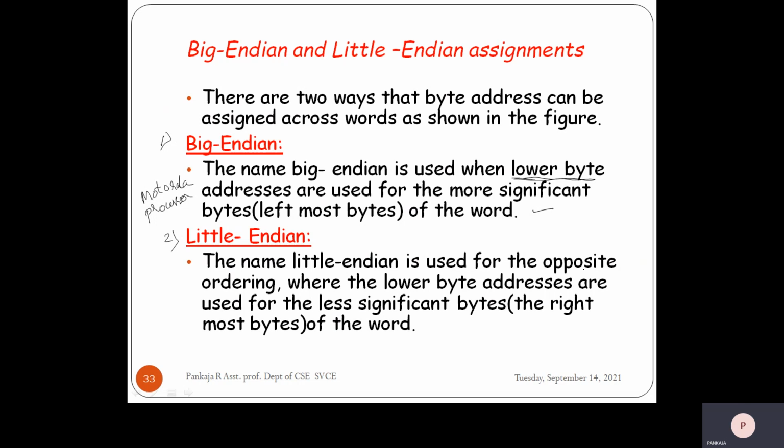The name little endian is used for the opposite ordering compared to big endian. Lower byte addresses are used for the less significant byte, or the rightmost byte of the word. If a word is given, the rightmost byte is taken and stored at the lower byte address. That is the case in little endian, and it is used in the Intel processor.